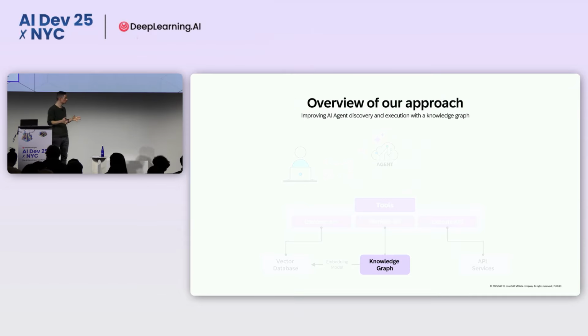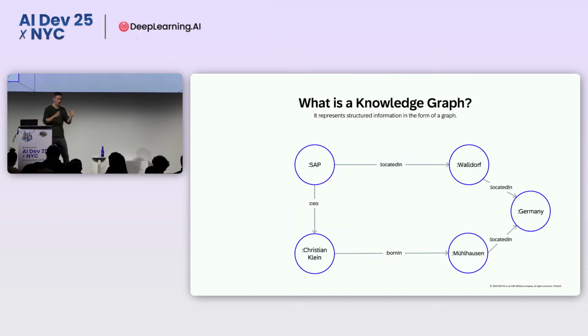And as you see, at the core of this is the knowledge graph. So what is a knowledge graph? And for all of you who do not know, a knowledge graph represents structured information in the form of a graph. Here you can see that SAP is located in Walldorf, which is located in Germany. Christian Klein is the CEO of SAP, who was born in Mühlhausen, which is also located in Germany. So here you can see that the knowledge graph is represented by what we call triples, consisting of subject, predicate, and object, SAP located in Walldorf, which are directed labeled edges in the graph, essentially.